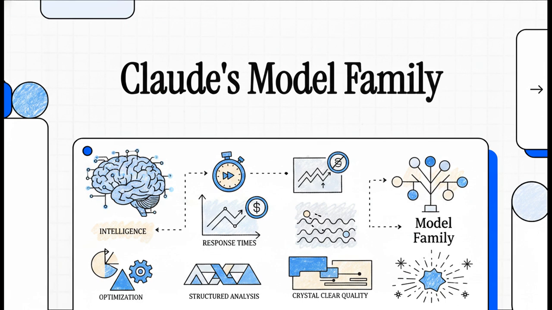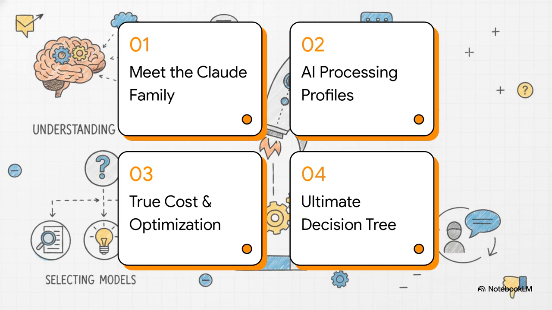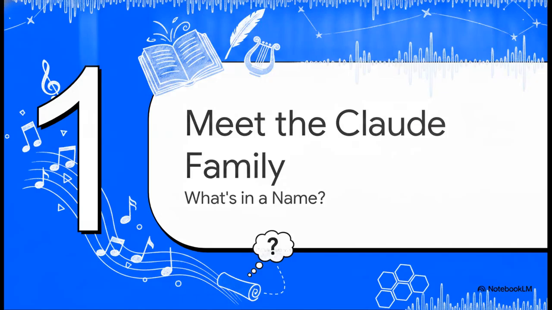Let's get into it. Okay, so let's quickly run through the agenda for today. First, we'll meet the Claude family. Second, we'll dive into their AI processing profiles. Third, we'll look at true cost and optimization. And finally, we'll wrap up with the ultimate decision tree. All right, Section 1. Meet the Claude family.